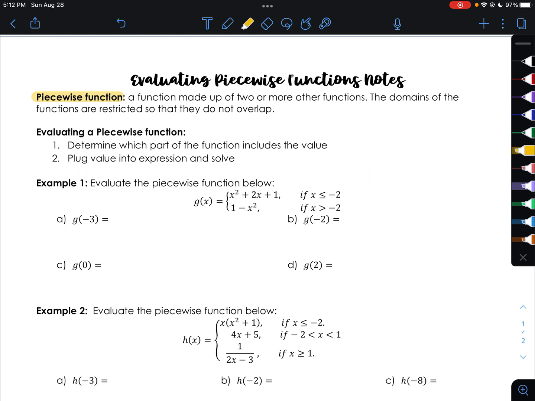So some steps that might help us with evaluating is to first determine which part of the function includes the value. So that's looking at the domain restriction. And then you plug that value into the expression and solve it.